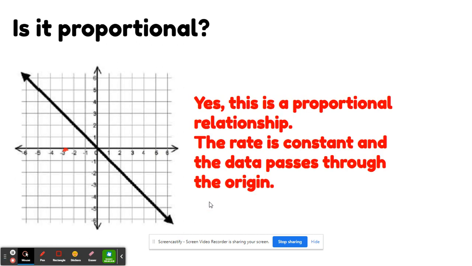Yeah, this is also a proportional relationship. Our rate is constant. Whenever we say a rate is constant, it just means that it's able to form a straight line. Our data passes through the origin, so it passes through right here. So we can see that it is a proportional relationship.